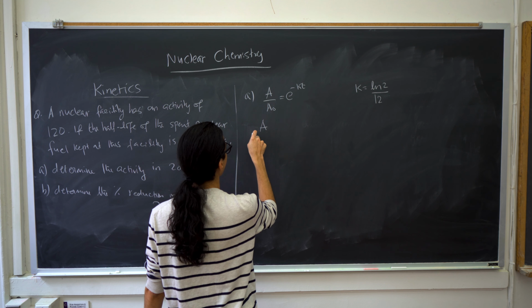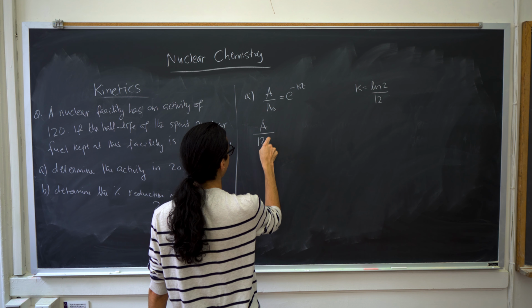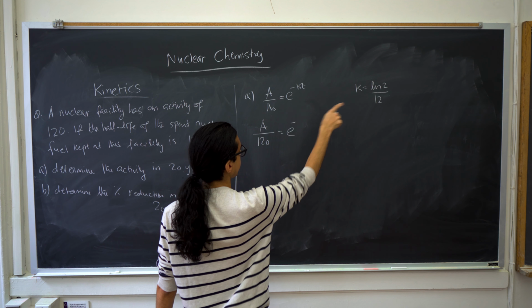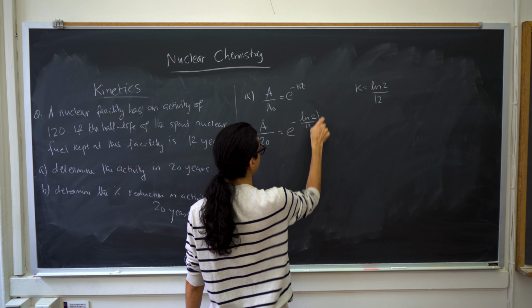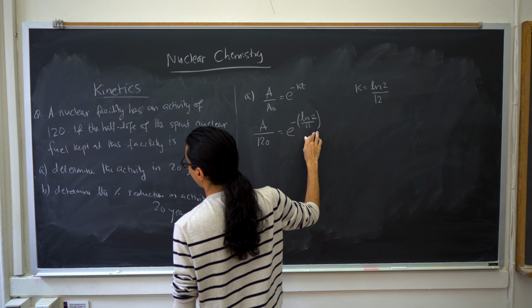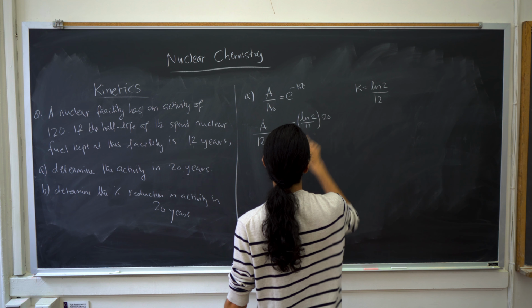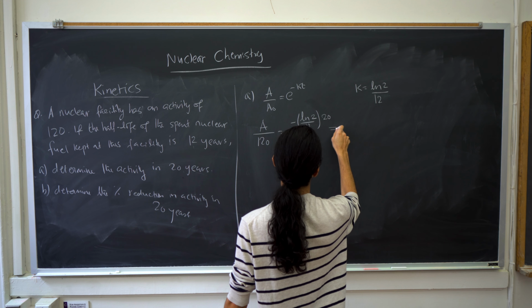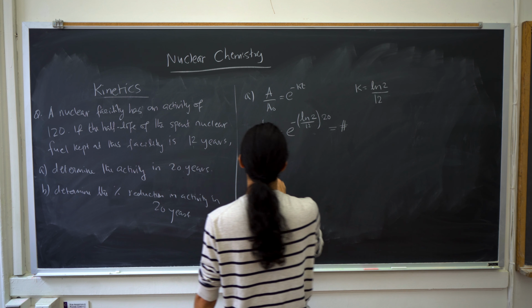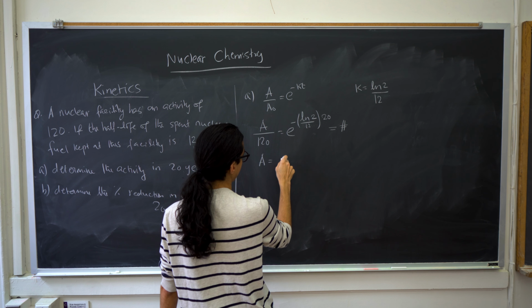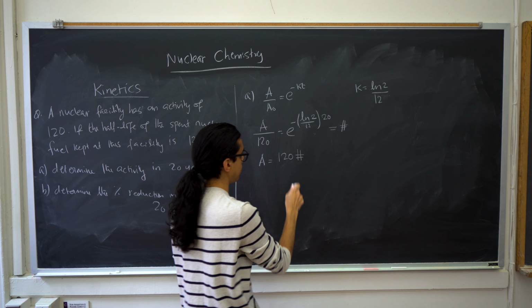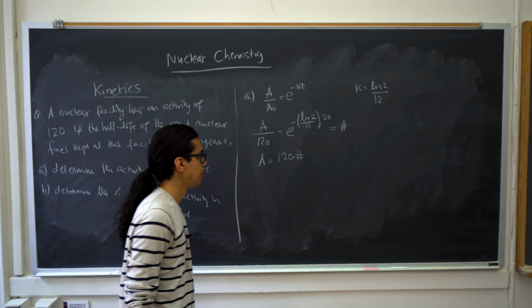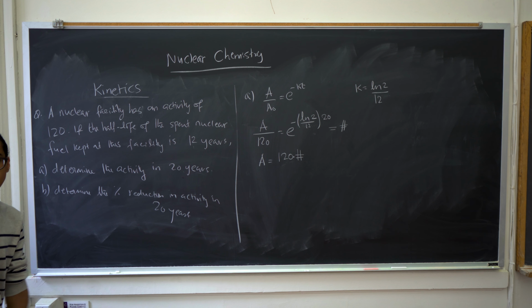Okay, so A, I don't know. A naught is 120. E to the minus k is that mess. ln 2 divided by 12 times time is 20 years. Let's say this comes out to some number. And so A would be 120 times that number. And that's it.